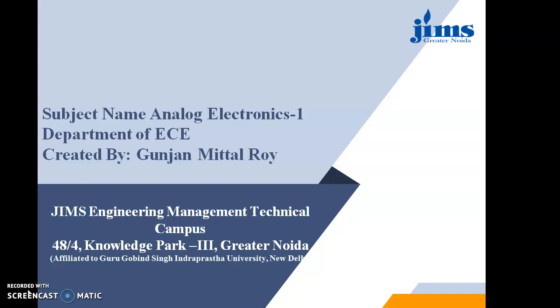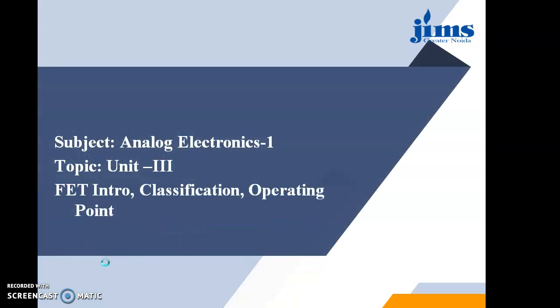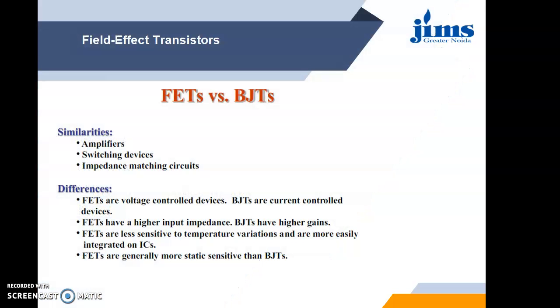So we are going to start with our next unit, which is unit 3, and in this we are going to firstly introduce the field effect transistor, its introduction, its classification and its operating point. We have covered BJT, the bipolar junction transistor, previously in quite detail with all its biasings, operating conditions, load line, different stabilization circuits, amplifiers, configurations, and so on. After that, a new transistor, the field effect transistor, is going to be introduced in this video.